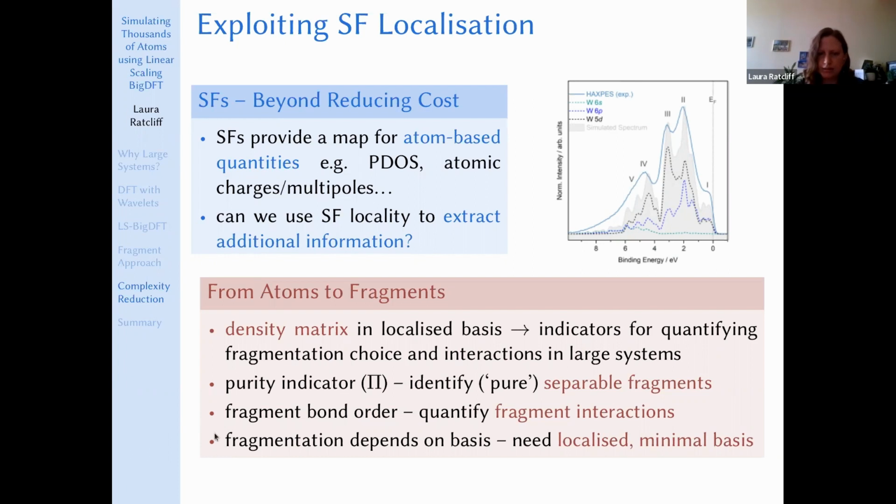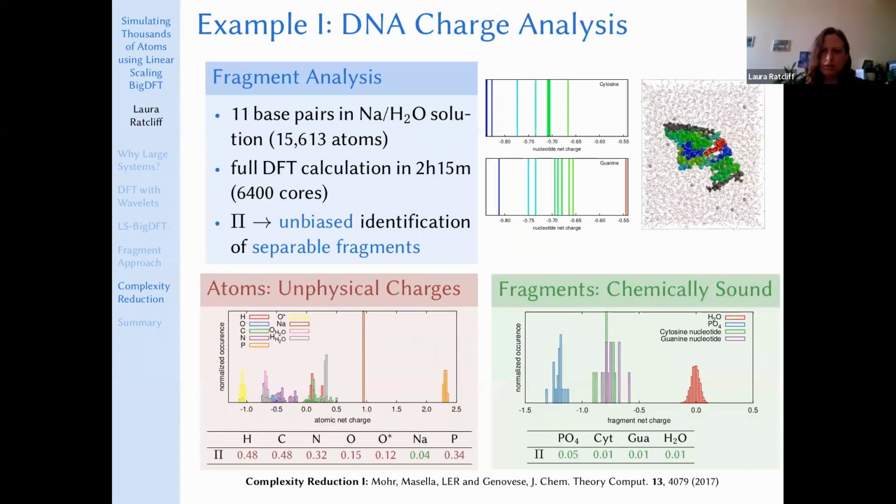But this fragmentation and these two parameters depend on the basis set, and they really rely on having a localized minimal basis set. So just to give you a couple of examples of how we can do this before I finish. Here we have 11 base pairs of DNA, which we put in explicit solution of sodium and water. We did the full DFT, linear scaling DFT calculation for this 15,000 odd atom system in a couple of hours. And then we can use this purity indicator to identify separable fragments.